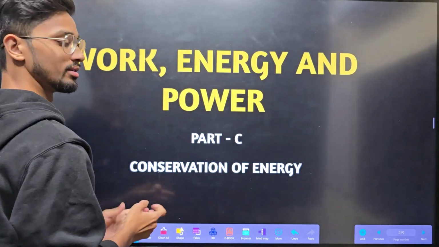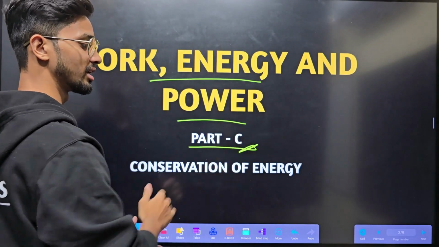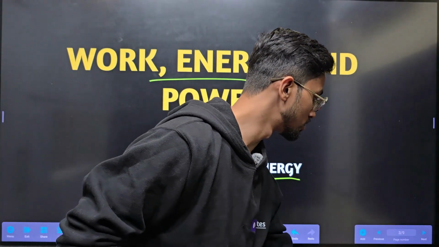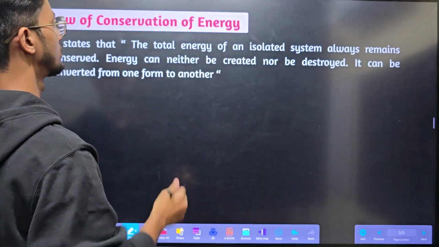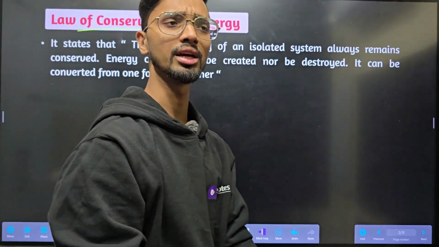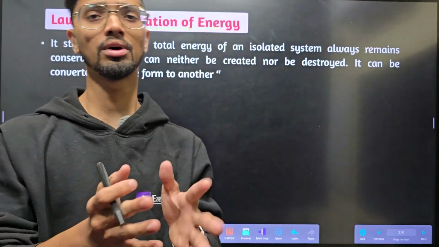Today we'll complete chapter 2 by studying part C of this chapter, that is conservation of energy. So we'll see what is conservation of energy. You all might have learned the law of conservation of energy, like energy can neither be created nor be destroyed but can be converted from one form to another form.